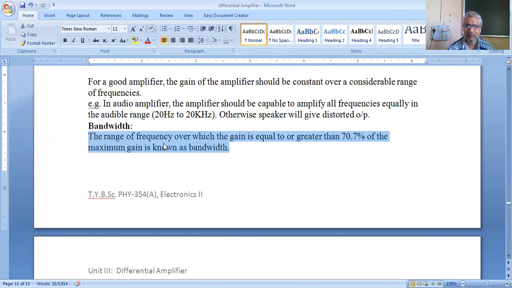So the range of frequency over which the gain is equal to or greater than 70.7% of the maximum gain is known as bandwidth.